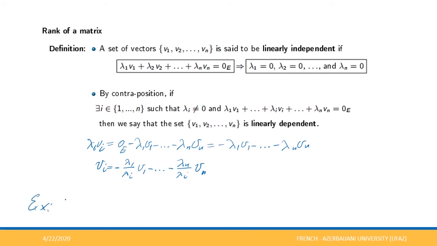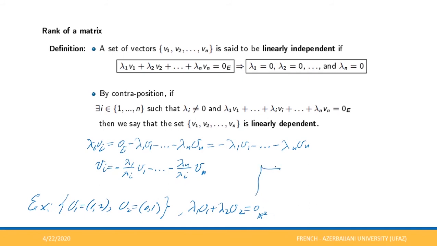Example. Let's take the set where v1 is equal to 1, 2 and v2 is 0, 1. Let's write this expression for these vectors. Lambda 1 v1 plus lambda 2 v2 is the 0 vector. Here I will write R2, because you know that these vectors are elements of two-dimensional space.